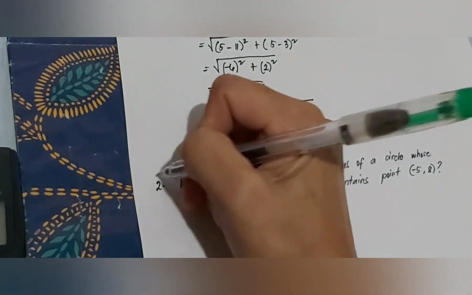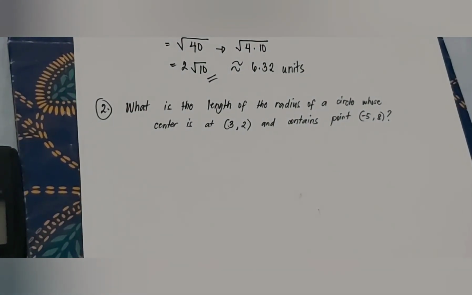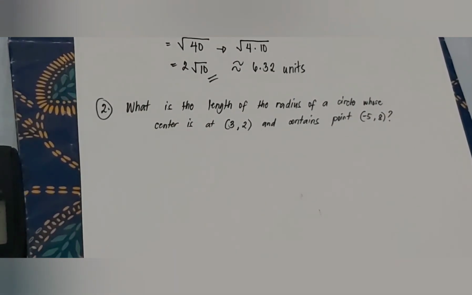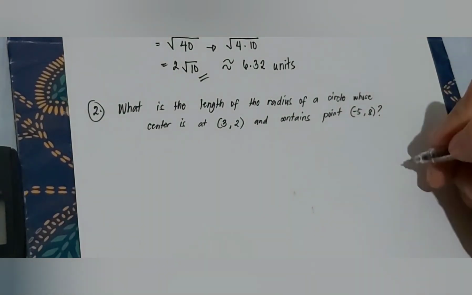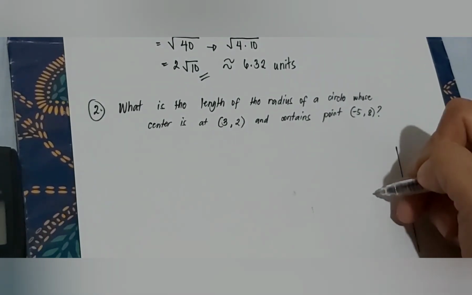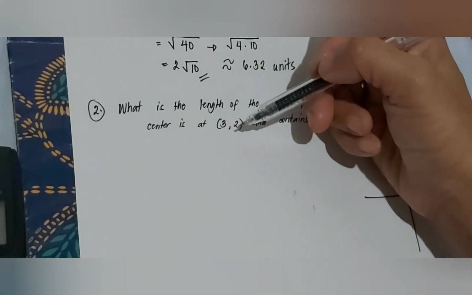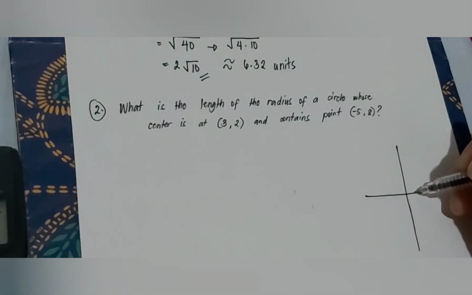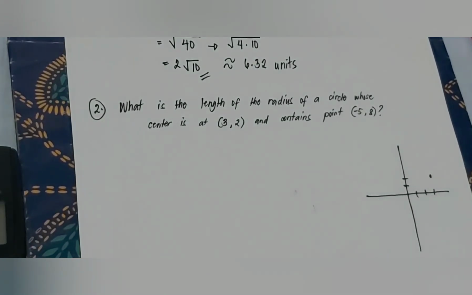Now next example. What is the length of the radius of a circle whose center is at 3 and 2 and contains point -5 and -8? So, if ever magdodraw tayo ng Cartesian plane, ayan. Sorry, wala akong pambilog, pero gawin na rin natin. Our center for the circle is 3 and 2. So, 1, 2, 3, and then positive 2. So, this is the center.